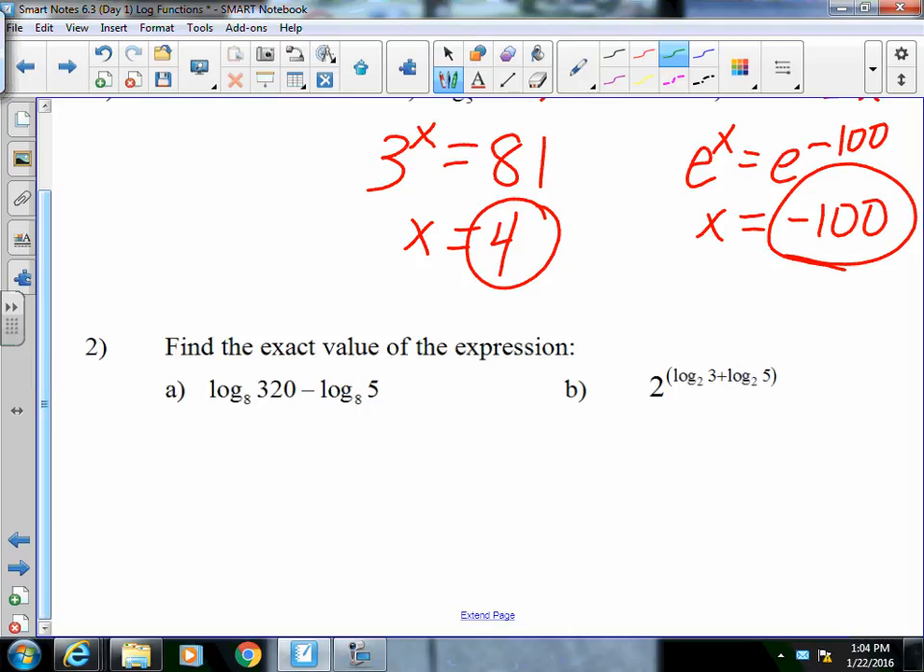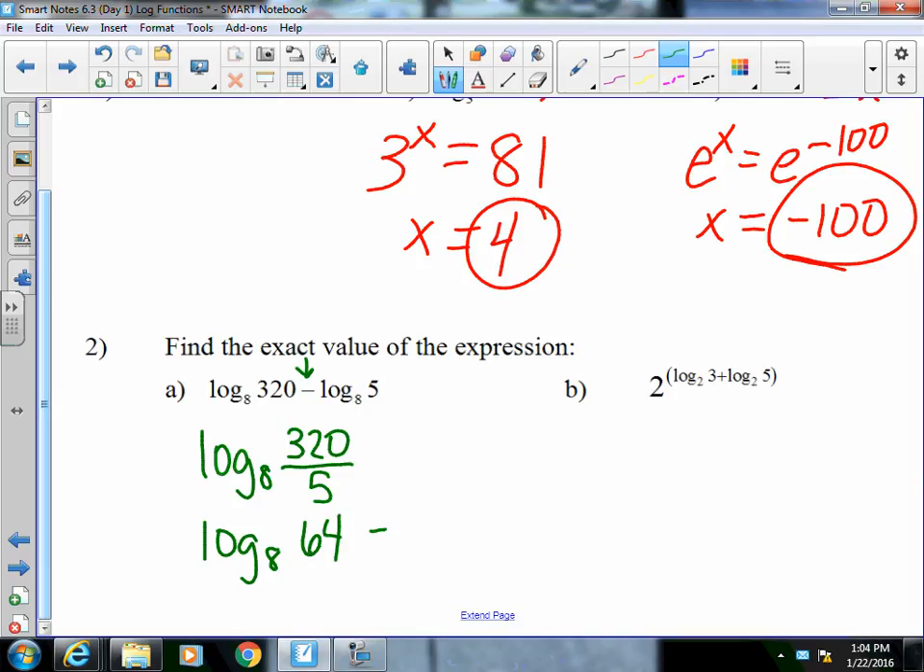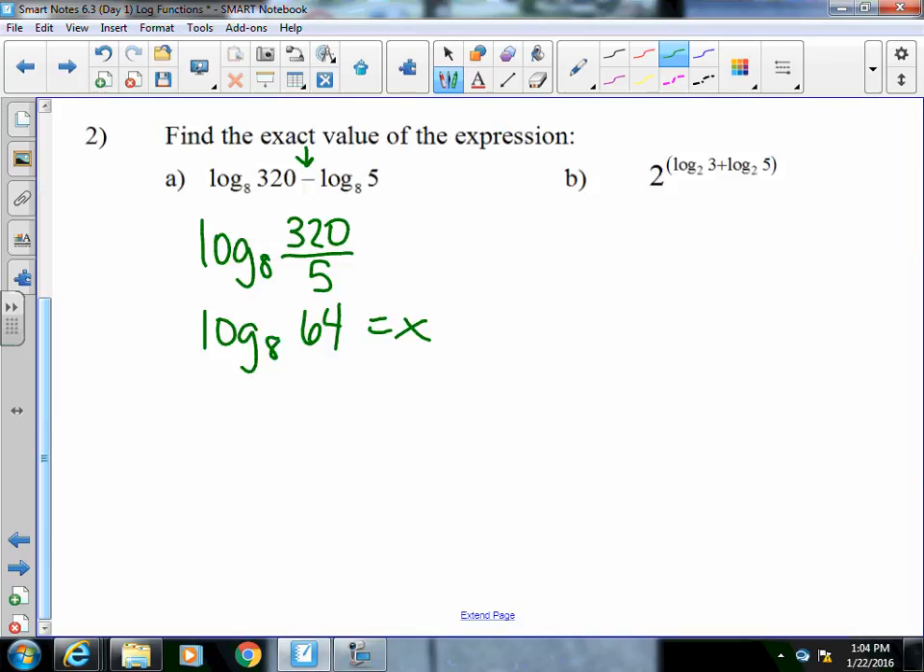Number 2 says find the exact value. Well, if you notice, this is subtraction, which means we can combine these. Remember, when we combine them, there's only one log out front. We can combine them by division. Log base 8 of 320 over 5 becomes log base 8 of 64. If you think about this equaling x, 8 to what power equals 64? That means our answer is 2.